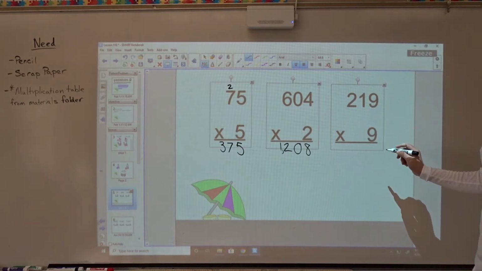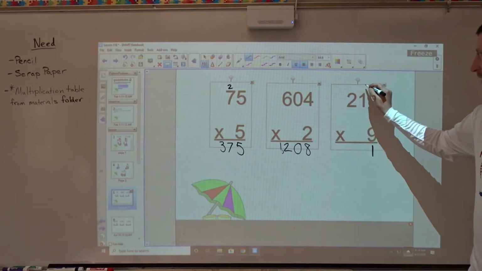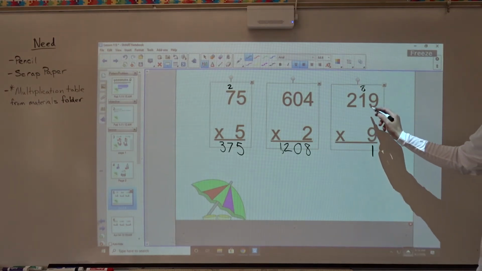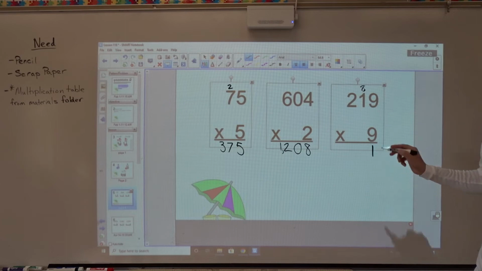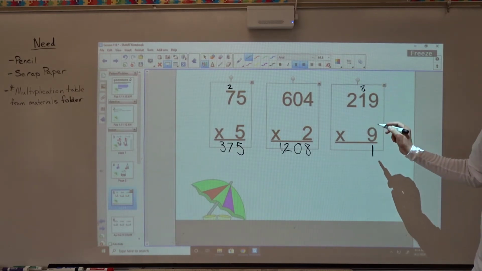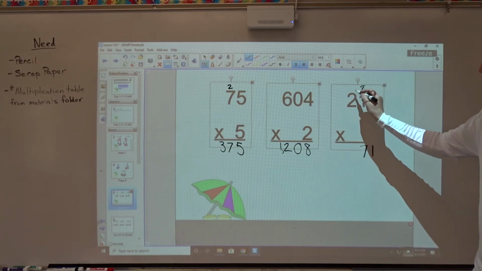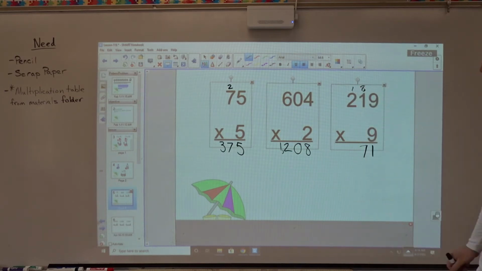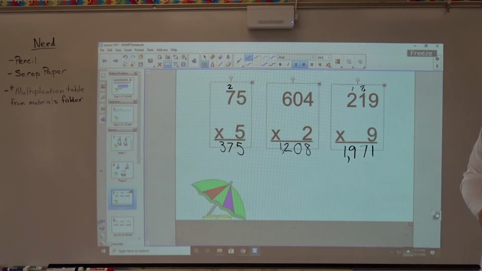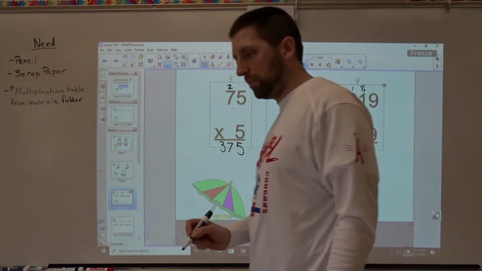9 times 9 is 81. Right, 8 up there this time. 9 times 1 I know is 9. But then I have this additional 8, so 9 plus 8 is 17. And I regroup one more time. And 2 times 9. 2 times 9 is 18, plus 1 is 19. So 1,971.